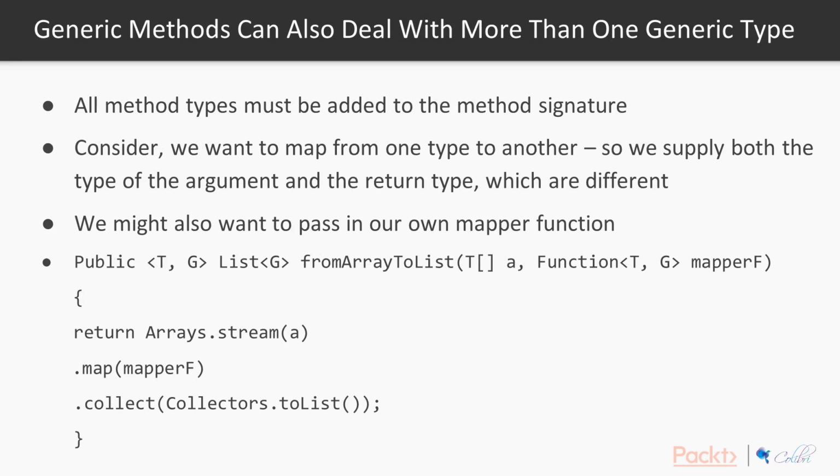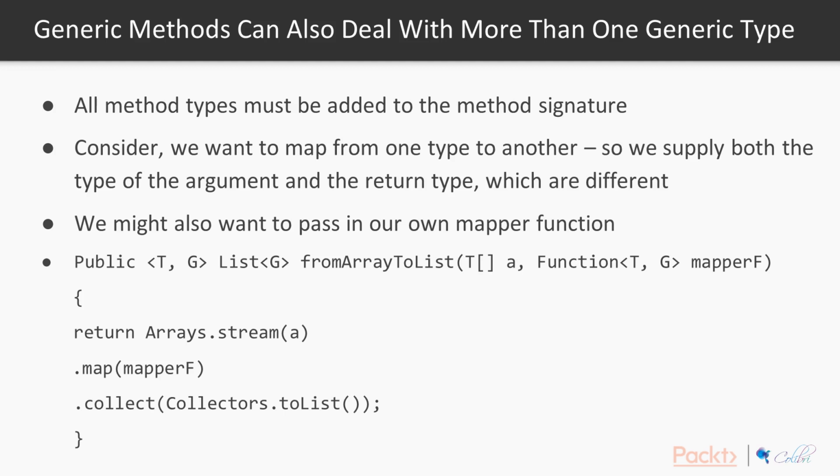Imagine, for example, that we want to map from one type to another. So we need to supply both the type of the argument as well as the return type, which of course are different because we're converting from one type to another. And we might also want to pass in our own mapper function, for example. So here we're specifying two generic types, T and G. So we're saying our parameter type is going to be T and our return type is going to be G.